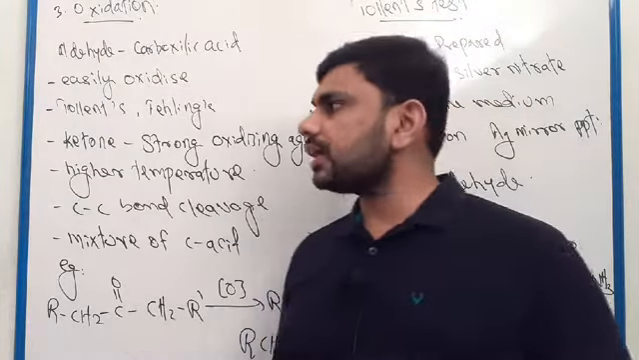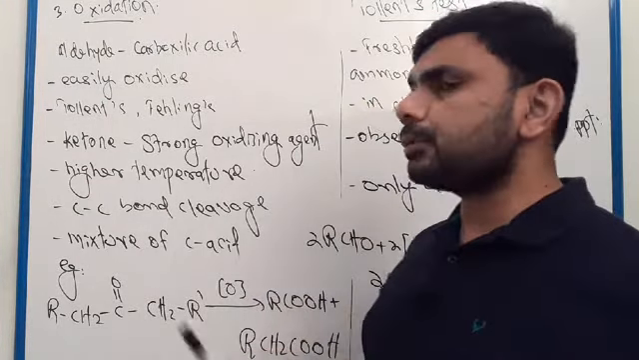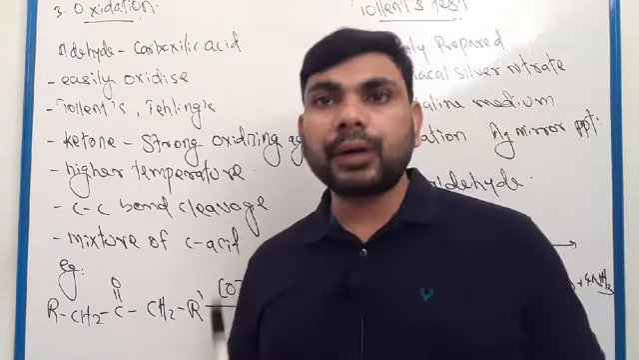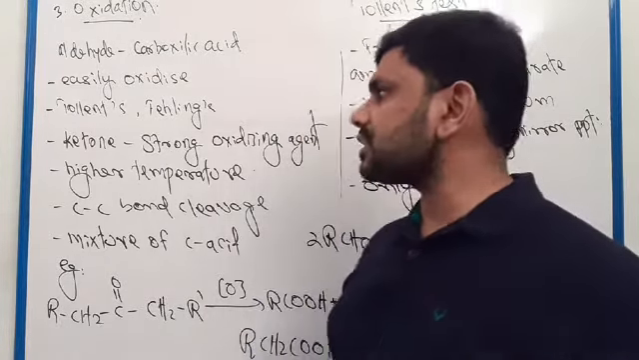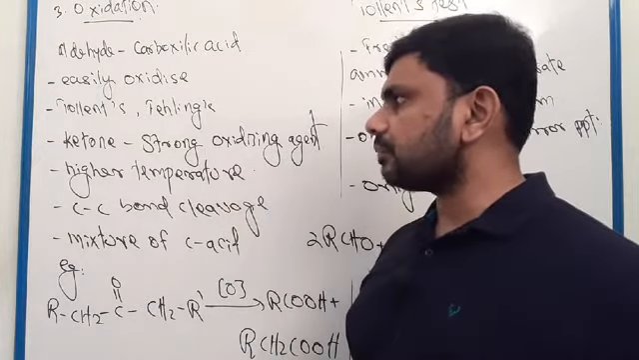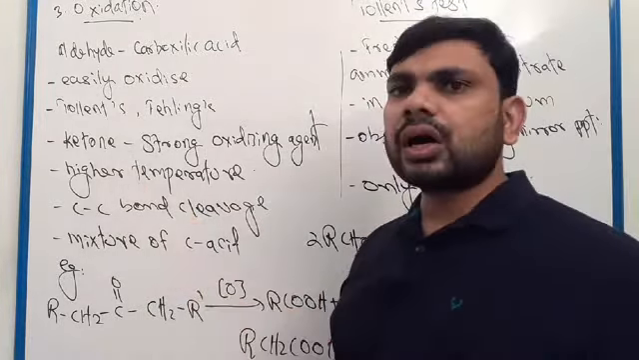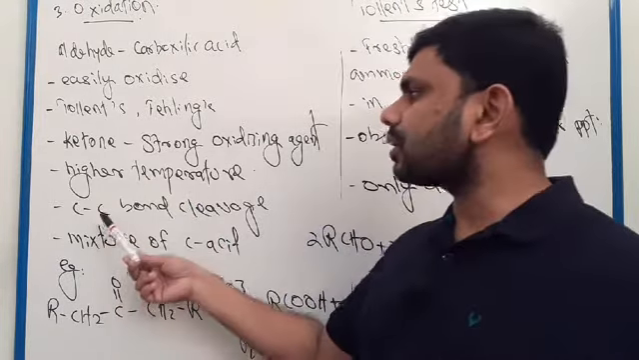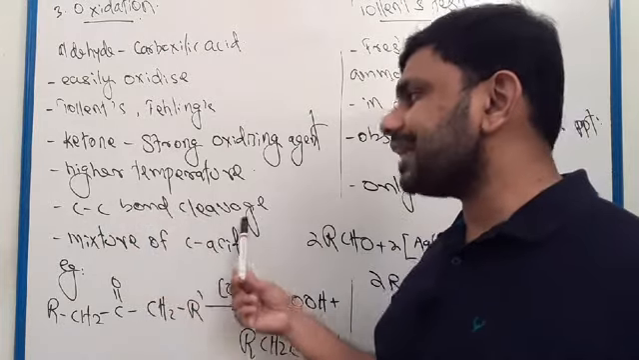Strong oxidizing agent, for example acidified potassium dichromate. Sorry, acidified potassium permanganate, used as a strong oxidizing agent. So ketone after oxidation, carbon-carbon bond breaking takes place.